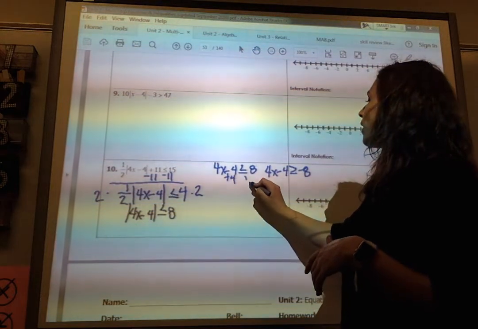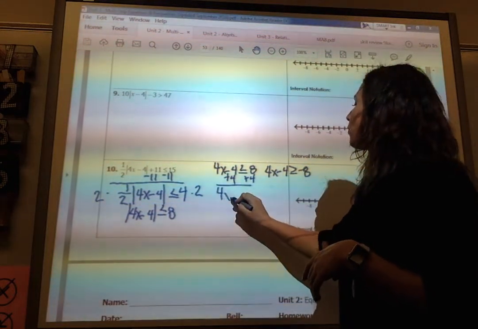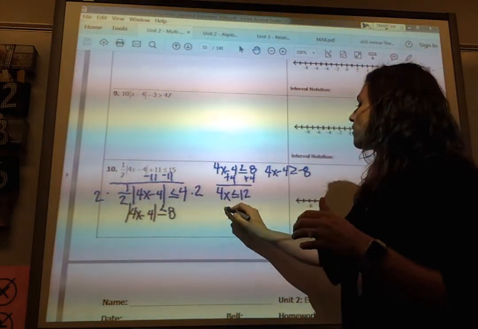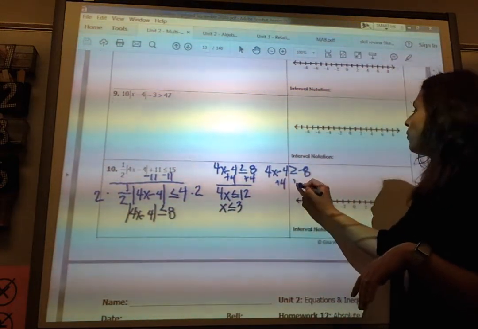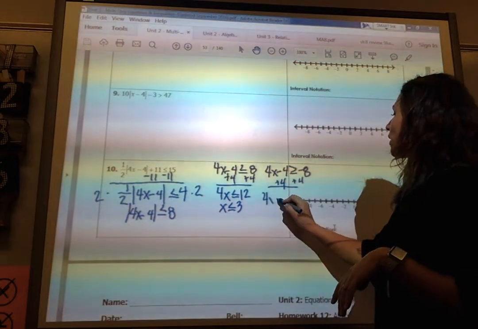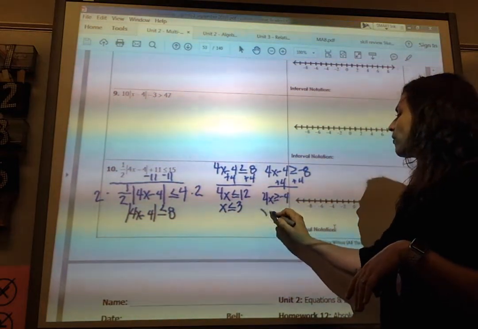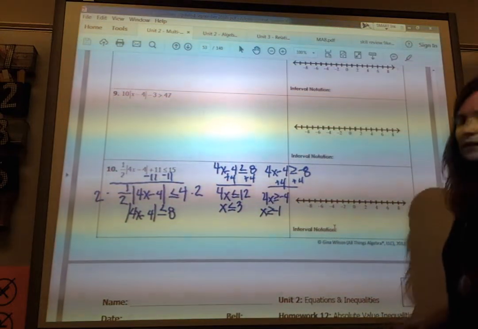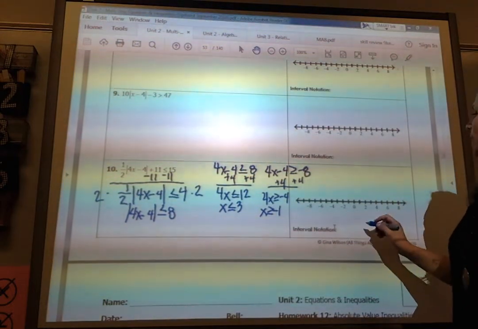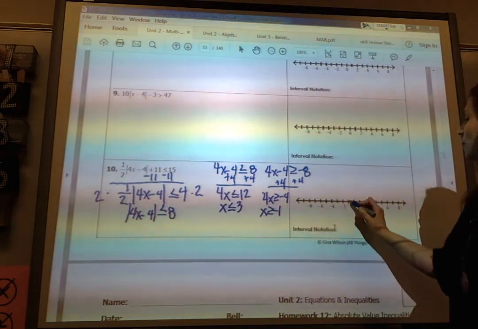When I add 4, additive inverse on both sides, I get 4x is less than or equal to 12. Divide by 4, and I get x is less than or equal to 3. Add 4 on both sides, additive inverse. 4x is greater than or equal to -4. Divide by 4, x is greater than or equal to -1. I'm going to graph it to see what my graph looks like. And x is greater than or equal to -1.